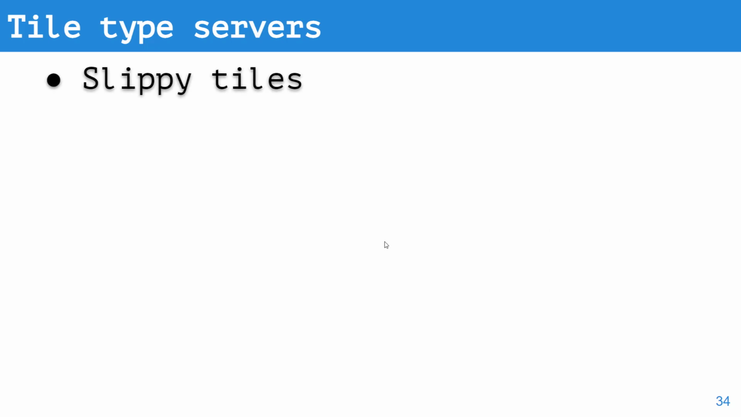Let's talk a little bit about tile type servers. One of the earlier ones is called Slippy Tiles. It has a strange name because, once upon a time, all our web services were dynamic. We would say, hey, I'm looking over here with these layers on, tell that to the server, and it would send us back one image. There wasn't this concept of a tiled image. We'd pan or zoom, it'd do the same thing, and we'd get one image back.